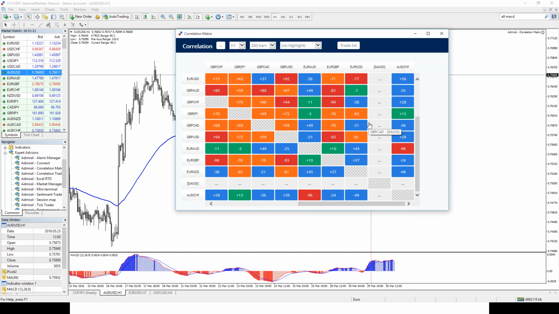So you see, if I would take some Audi pairs, I would definitely think about Euro Audi and Audi Swissie. So you are basically making a basket of a currency pair. And you can make huge amount of pips by trading minor crosses.